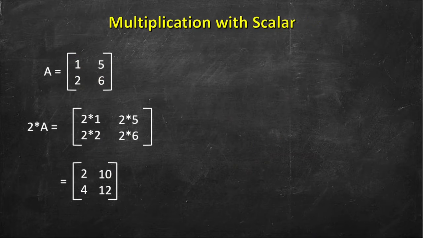Now let's see when we do a scalar multiplication, that is we multiply a scalar with a 2D tensor. Let's say we multiply a with 2, so all the elements will be individually multiplied by 2. So 1 becomes 2, 5 becomes 10, 2 becomes 4 and 6 becomes 12. So this is the way of doing scalar multiplication.